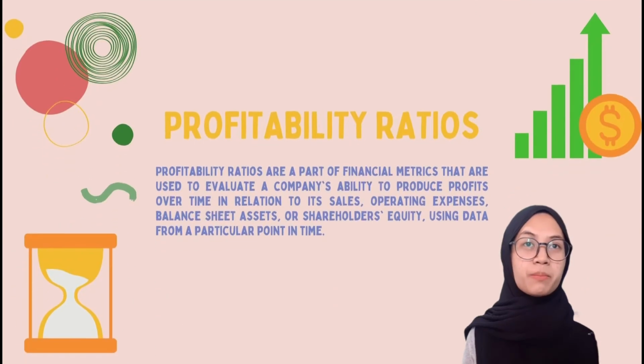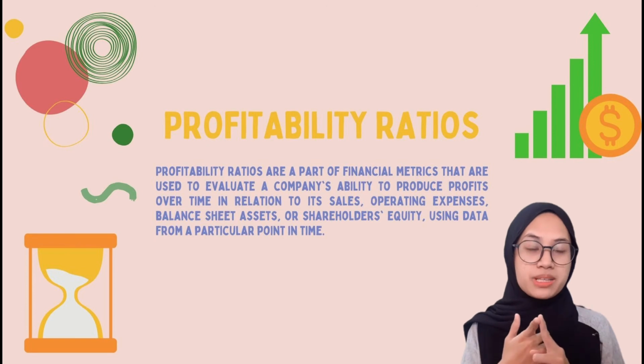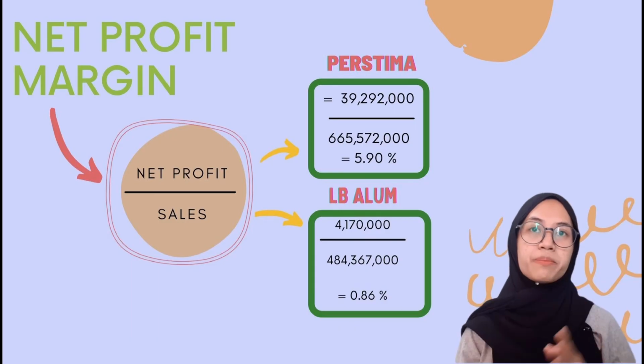I want to talk about profitability ratios. Profitability ratios are a part of financial metrics that are used to evaluate a company's ability to produce profit over time in relation to its sales, operating expenses, balance sheet assets, or shareholders' equity. Net profit margin is net profit divided by sales.